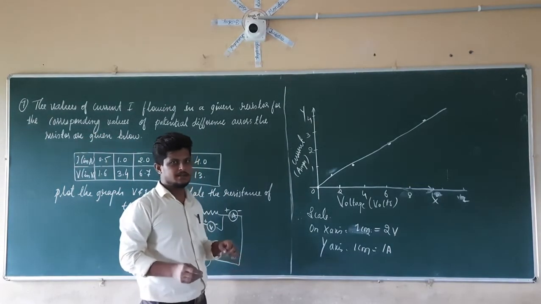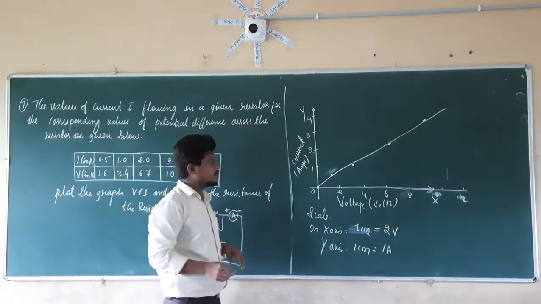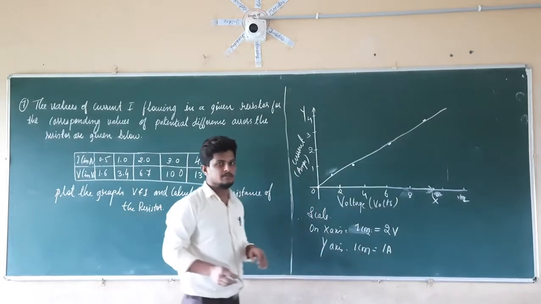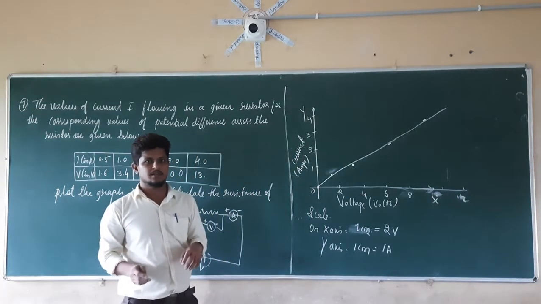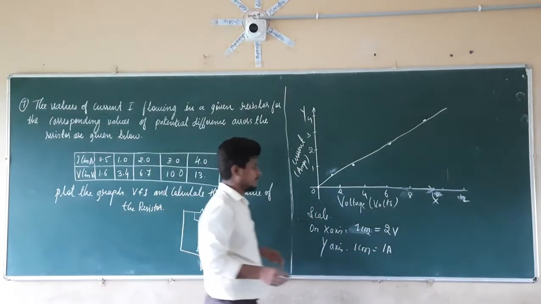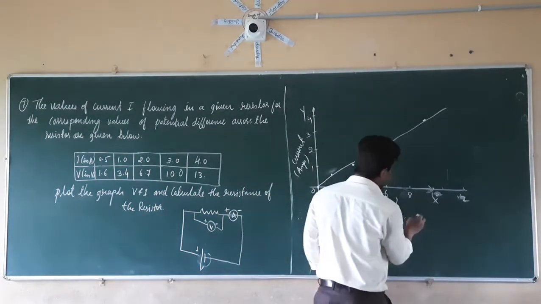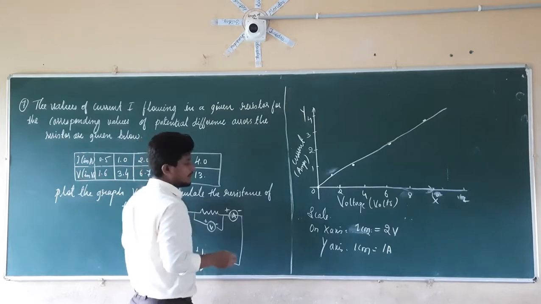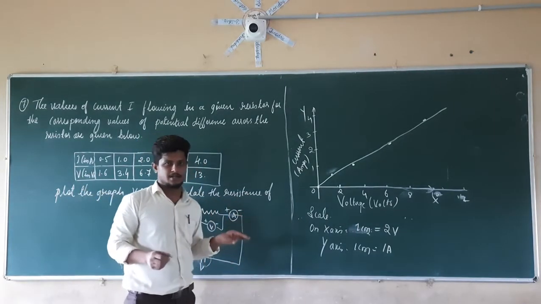resistance of the conductor or resistance of that resistor. So how are we going to find out the resistance? By the slope of the graph, right? By the slope of the graph. So instead of the slope of the graph, I am going to take these values to find out the resistance of the conductor.